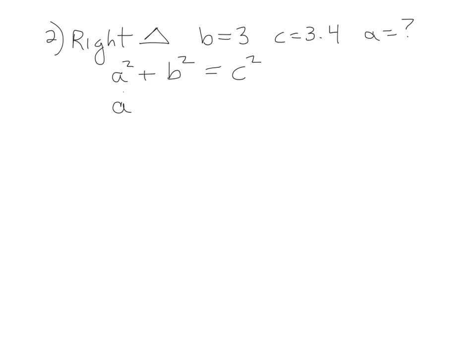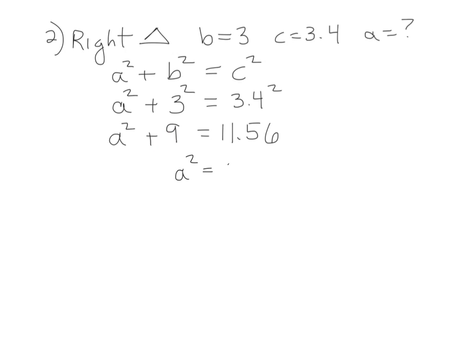So A squared, we don't know A. B squared, B is 3, so 3 squared. And C is 3.4, but we have to square it. Okay, so A squared, I don't know A squared, but 3 squared I know. 3 squared is 9. 3.4 squared would be 11.56. I just used my calculator. Now we just solve. So let's subtract 9 from both sides. You get A squared equals 2.56.